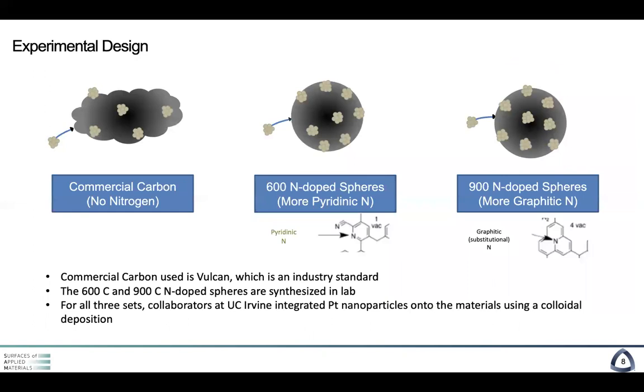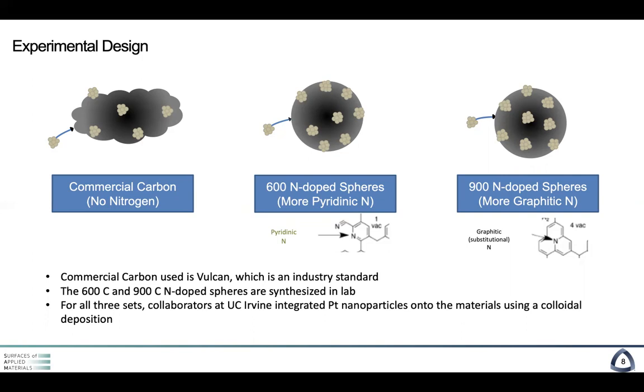This is our experimental design, so what we want to compare to each other. We have commercial carbon, which has no nitrogen on it at all. It is undoped. And we want to compare it to nitrogen doped spheres pyrolyzed at 600, as well as nitrogen doped spheres pyrolyzed at 900. The commercial carbon that we use is called Vulcan, and it is an industry standard. The 600 and the 900 nitrogen doped spheres are made in lab. I make those.